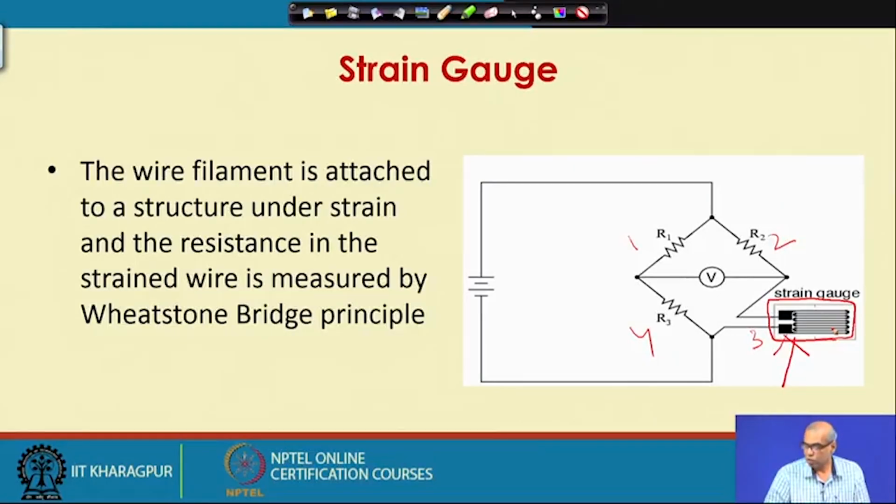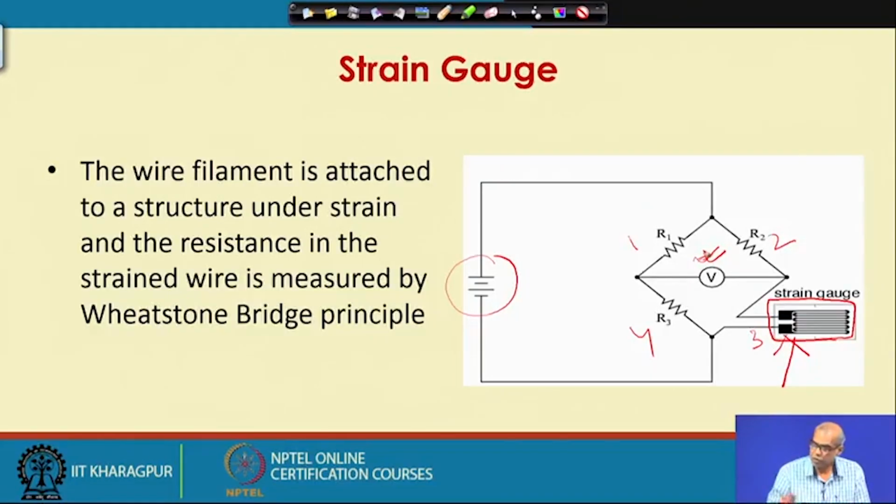So, when the sample undergoes strain, the wire will undergo strain, and that will cause a change in the length of the wire, and that will cause a change in the resistance of the strain gauge. So, this is the bridge exciting voltage, and this is the output of the Wheatstone bridge. Initially the strain gauge is not under strain, so the bridge can be balanced.